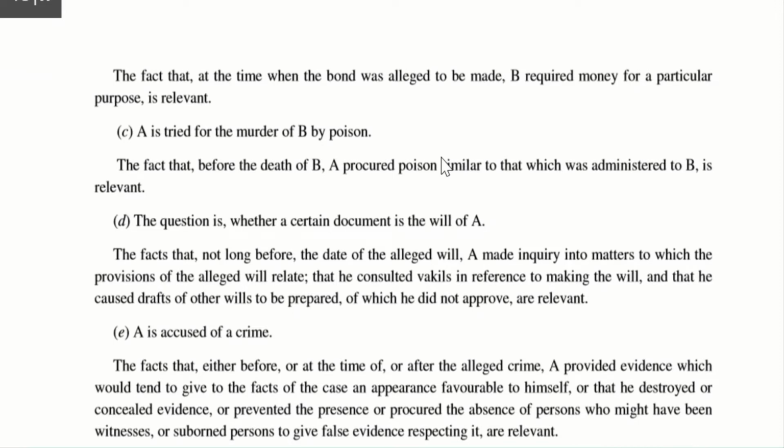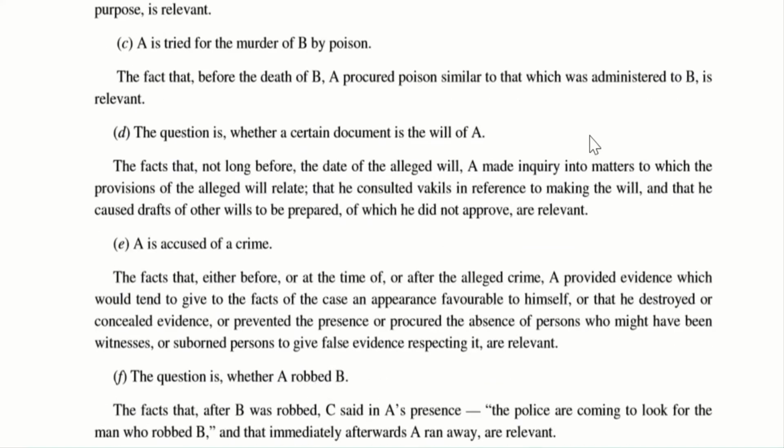A is tried for the murder of B by poison. So A is administering poison to B. If A had purchased the same poison which was administered to B, then it is said to be relevant.